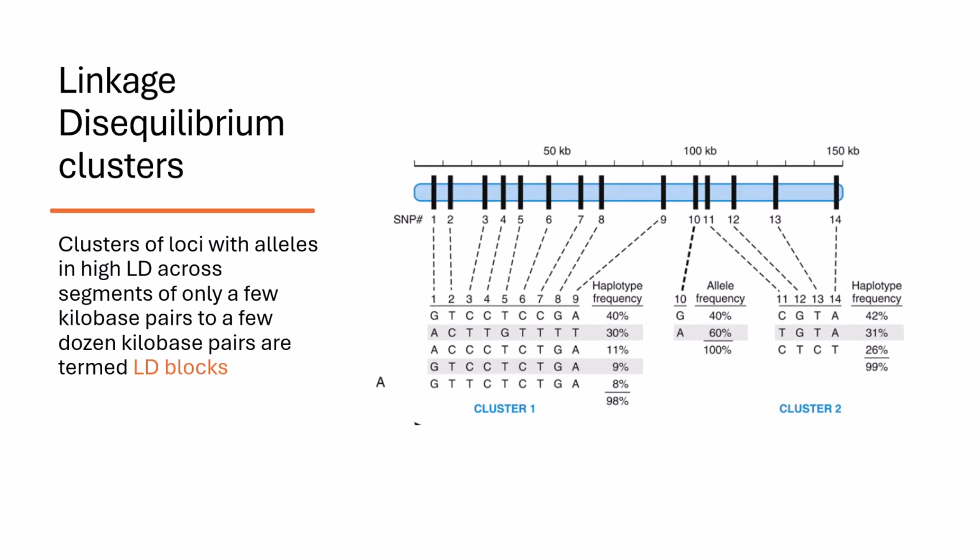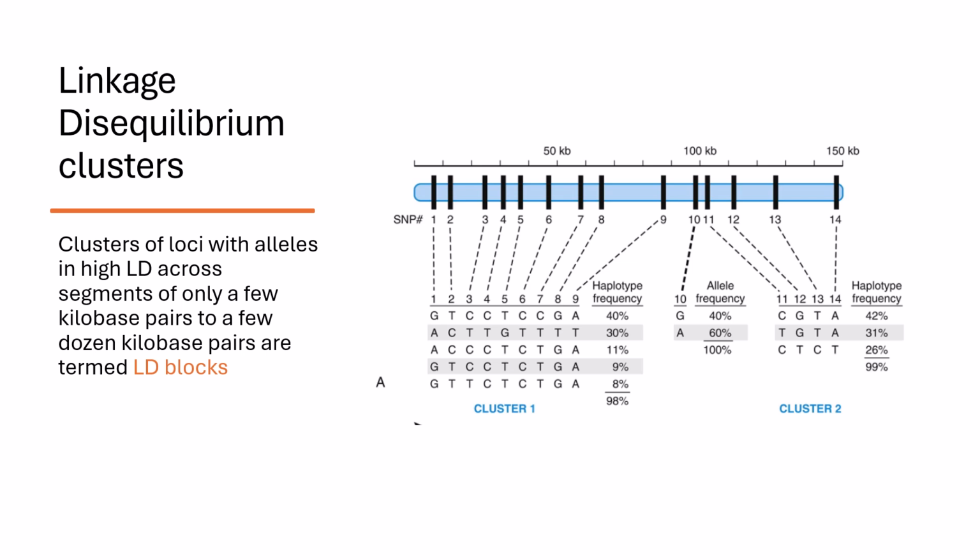So there are also linkage disequilibrium clusters. Clusters of loci with alleles in high linkage disequilibrium across segments of only a few kilobase pairs to a few dozen kilobase pairs are termed linkage disequilibrium blocks. So these blocks always seem to occur together. These haplotypes occur together in everybody, and for some reason there isn't much recombination, either because they're closely linked or there might be other reasons as to why there isn't enough recombination between these.